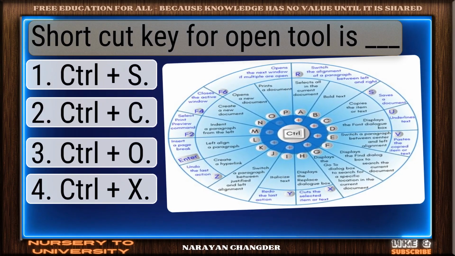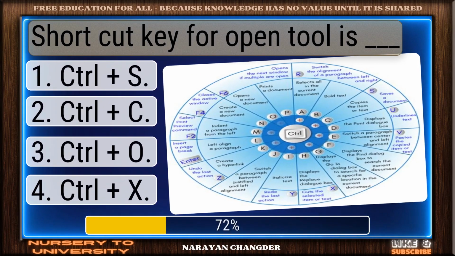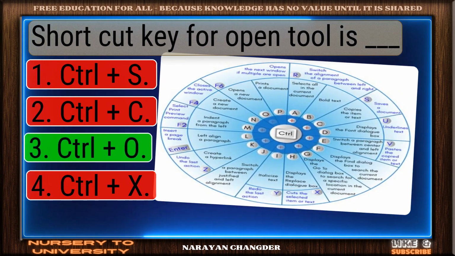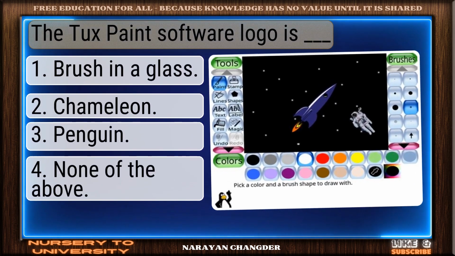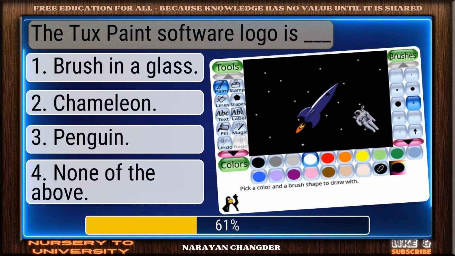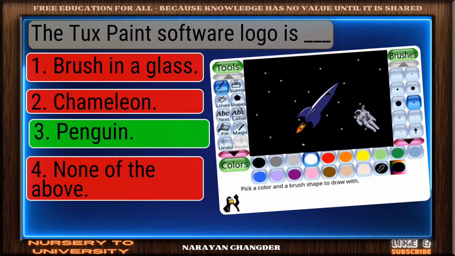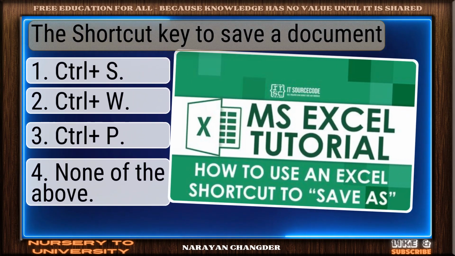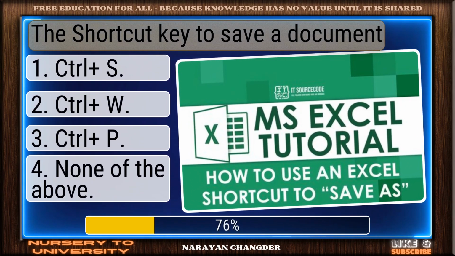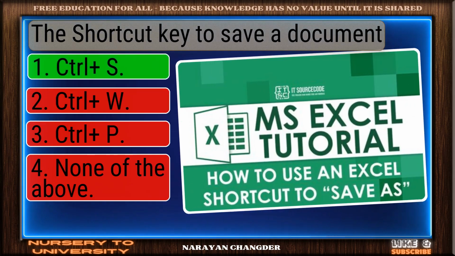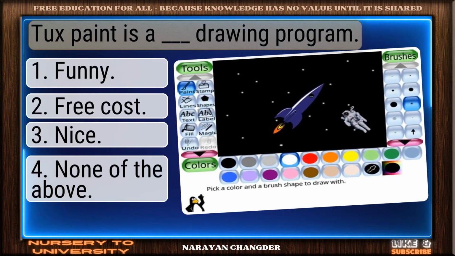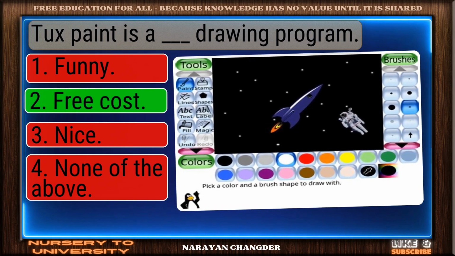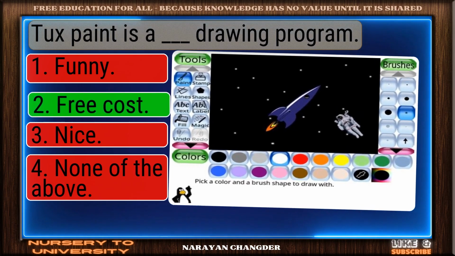Shortcut key for open tool is dash. Solid response. Ctrl plus O is valid. The Tux Paint software logo is dash. Perfect. Penguin is the one. The shortcut key to save a document. Clear logic. Ctrl plus S is sound. Tux Paint is a dash drawing program. Smart pick. Free cost is correct.